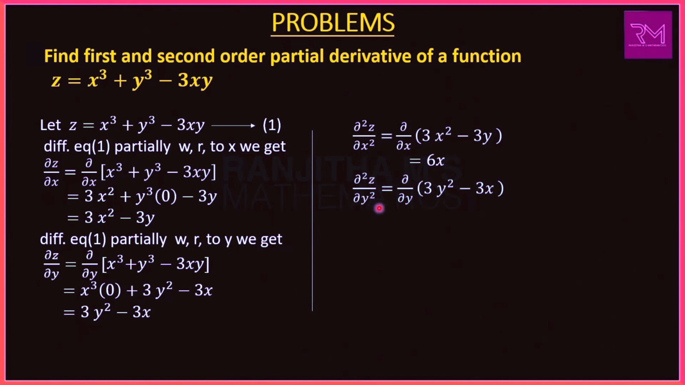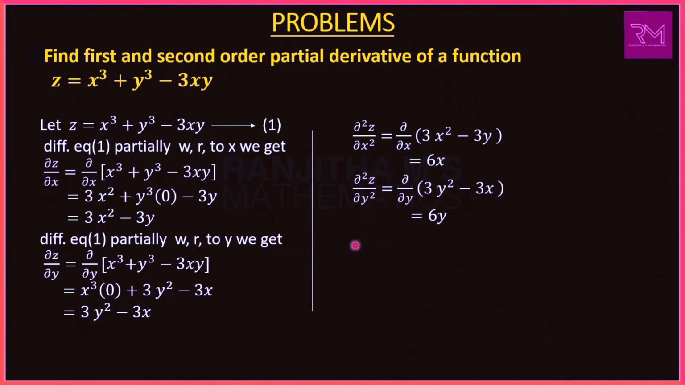Del square z by del y square value is del by del y of del z by del y. You already know that del z by del y value is 3y square minus 3x. Hence we have to differentiate this term with respect to y partially. We get here 3 is constant, take as it is, into differentiation of y square is 2y. Hence we get 6y minus, here this value is 0. Hence we get del square z by del y square value as 6y.